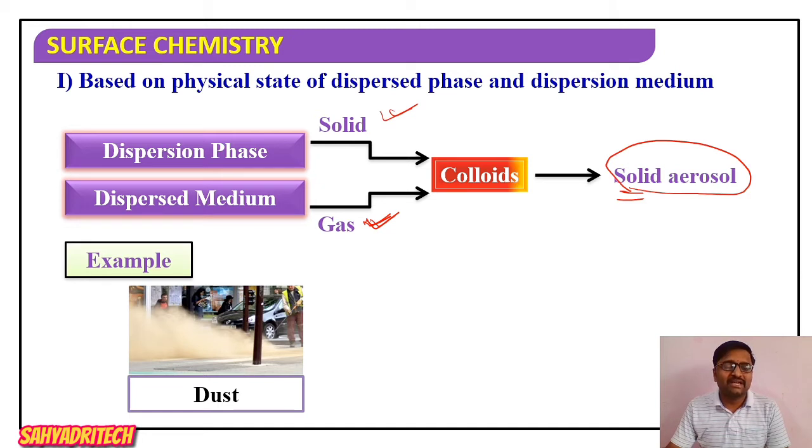Yes, example for solid aerosol, whenever you observe in and around, yes, we observe dust particles, right? Dust particles which are dispersed in a gas. If I consider the dust particle, they are solid particles, right? Solid sand particles, and they are dispersed where? They are dispersed in a gas, right? I can say now dust is an example for solid aerosol.